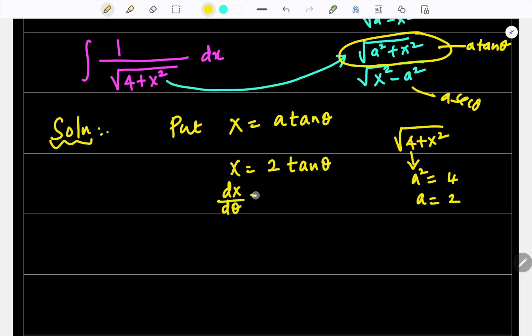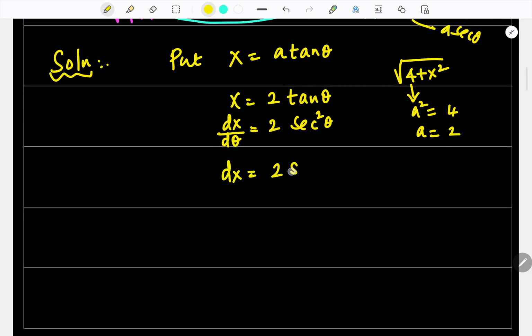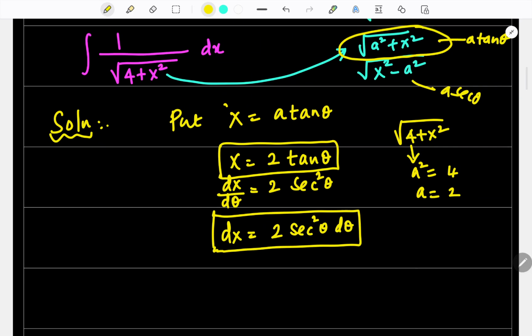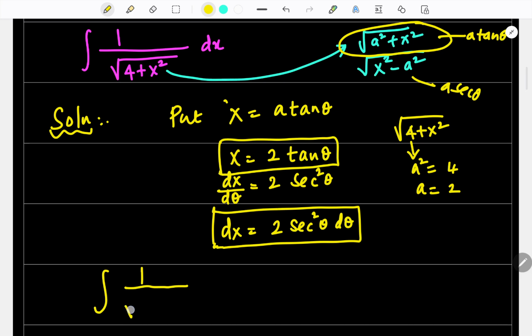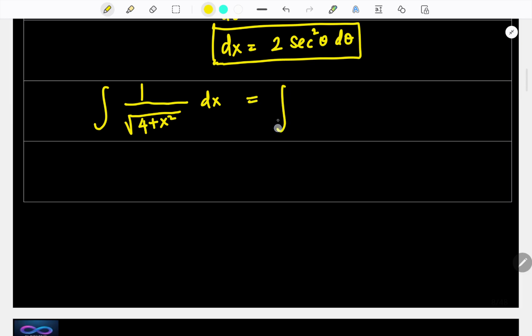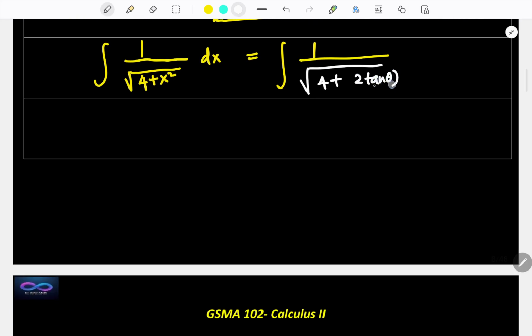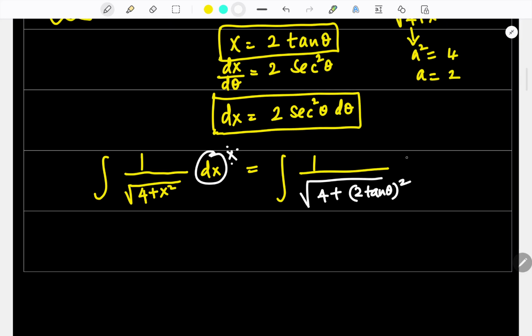So x is equal to 2 tan theta. What is the derivative? dx by d theta is 2 secant square theta, right? So dx is equal to 2 secant square theta d theta. So this is the equation, and we are going to integrate this one. Integral 1 divided by square root of 4 plus x square dx. So this equals integral 1 divided by square root of 4 plus, what is the value of x? 2 tan theta, so 2 tan theta the whole square. What is the value of dx? Don't forget this dx. Everybody used to forget. 2 secant square theta d theta.